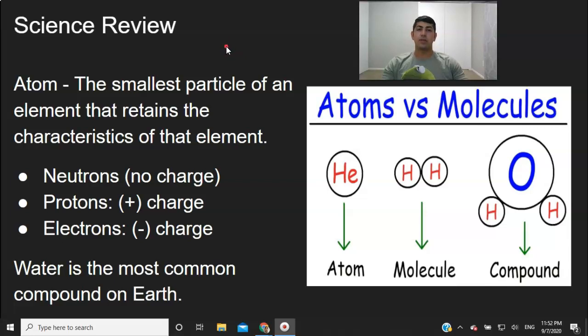And so let's take a little look at the right, where we see atoms versus molecules, where an atom is going to be the smallest particle of an element, meaning one helium here is just one helium atom. Here you have a molecule of 2 hydrogen atoms, and here's a compound of 2 different elements where it's hydrogen and oxygen.